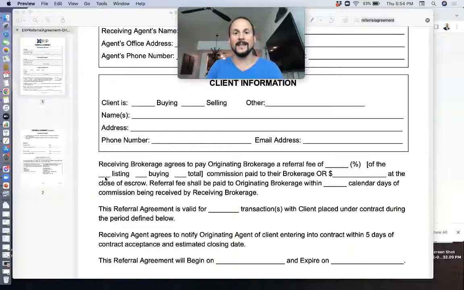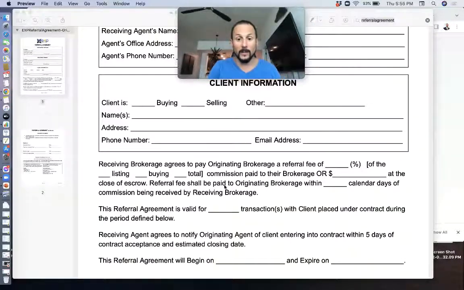So what if they had a listing, right, and they got a full 6% because they double-sided it? Well, only one side is the listing side at 3% and the other side is the buying side. If you would have just clicked this, you would have only gotten X percentage of the listing side. So I like total commission here. Or you could do a flat rate here as a dollar amount, depending on what you negotiated, okay?